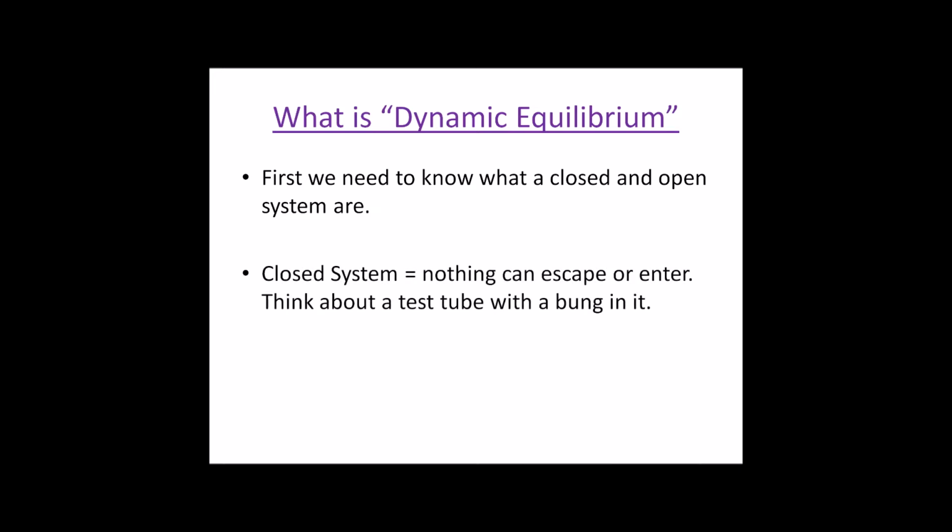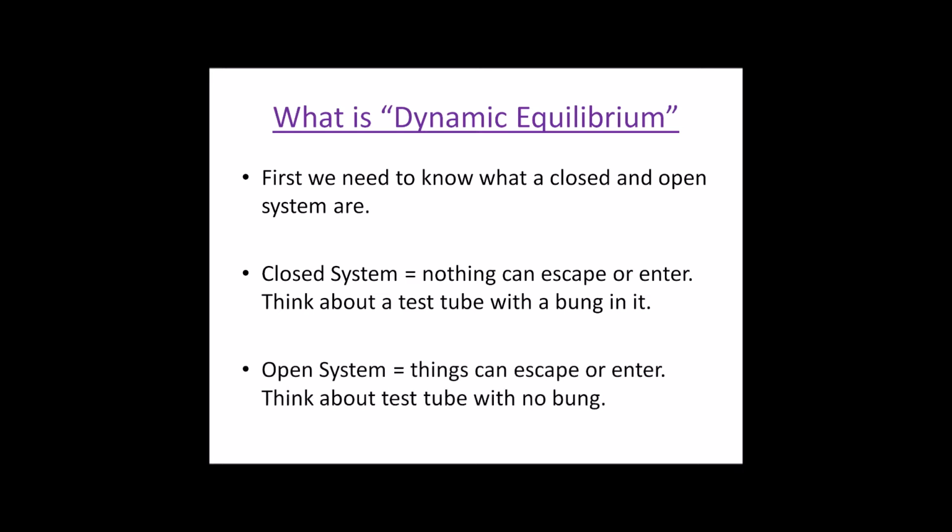So firstly, to understand what we mean by dynamic equilibrium, we first need to know what an open and closed system are. A simple way of describing it is a closed system is where nothing can escape or enter the system, and you can think there about a test tube with a bung in it. So nothing can escape from the test tube, nothing can get into it because the bung is stopping anything doing that. An open system is obviously the opposite, and that is where things can escape or enter, and here you can think about a test tube with no bung in it.